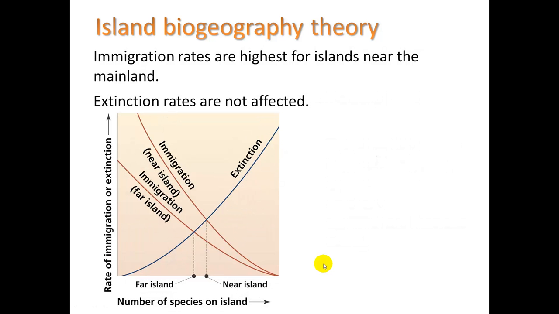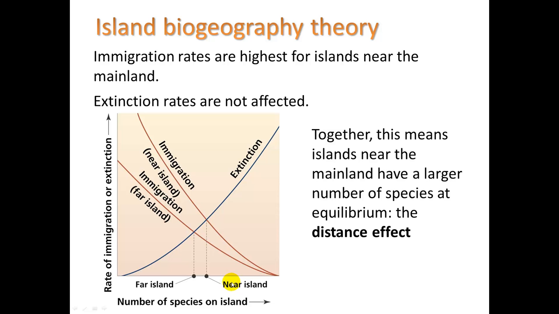Let's take a look at the next part here. Immigration rates are highest for islands near the mainland. The closer the island, the easier it is to get to it, the greater the immigration rate. Extinction rates are not affected. So this one is not changing. But greater immigration for nearer means this is going to be further to the right than this other one. So the point where they cross is further to the right, meaning greater number of species on an island that is nearer. So bottom line, together this means islands near the mainland have a larger number of species at equilibrium. This is called the distance effect.